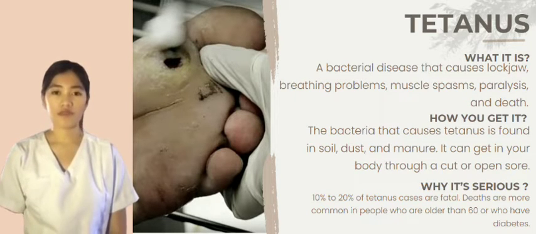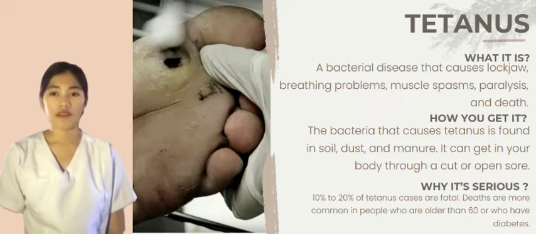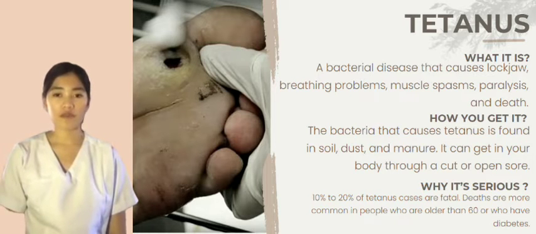So, next is tetanus. What is tetanus? It is a bacterial disease that causes lockjaw, breathing problems, muscle spasms, paralysis, and death. How can you get it? The bacteria that causes tetanus is found in soil, dust, and manure. It can get in your body through a cut or open sore. Why is it serious? 10% to 20% of tetanus cases are fatal. Deaths are more common in people who are older than 60 or who have diabetes.